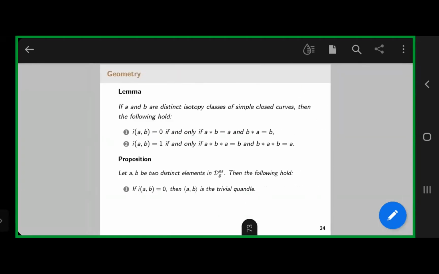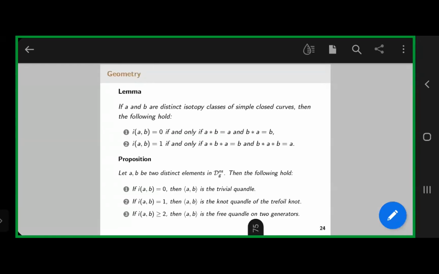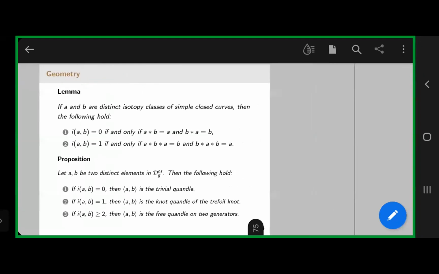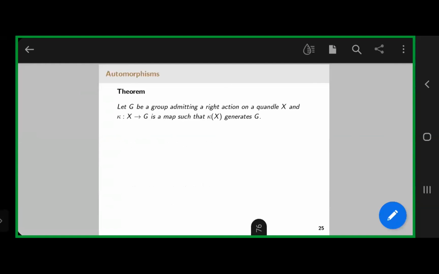Another proposition says that whenever the intersection is 0, they together form a trivial quandle. Trivial quandle means one is acting on the other trivially. For intersection 1, they will always form the one quandle, which is a profile, the Dehn quandle of the trefoil knot, and this always embeds. One can always embed this in any Dehn quandle. For intersection greater than or equal to 2, the Dehn quandle generated by them is actually the free quandle. What about the automorphism group?